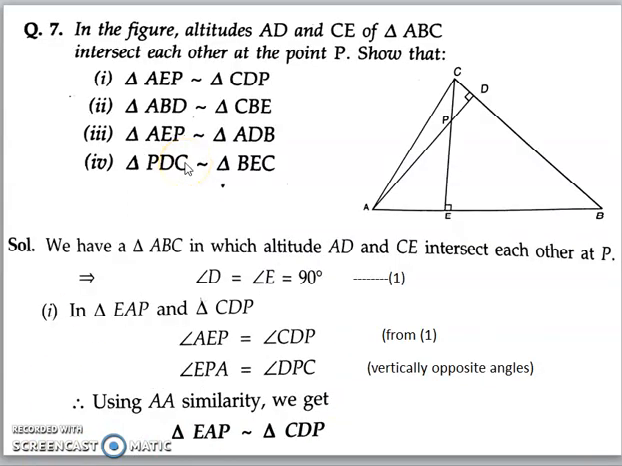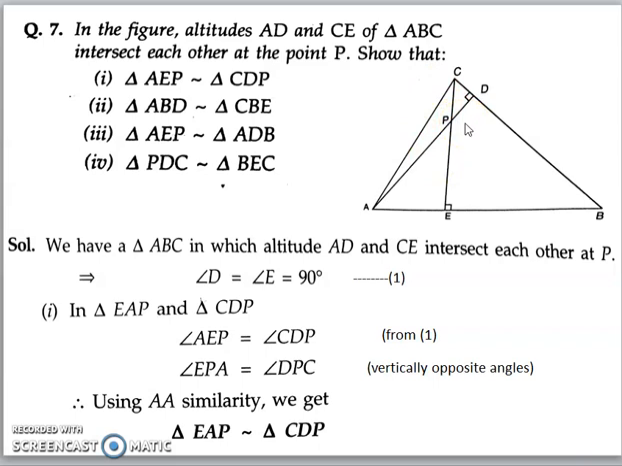Now this question has 4 parts, but all the 4 parts are similar. So in this figure, altitudes AD and CE. Now what is the meaning of altitude? That is, it makes a 90-degree angle. Altitude is a line drawn which is perpendicular to the opposite side. So AD is perpendicular, this angle D will be 90 degrees, and CE is another altitude, so angle E will be 90 degrees. Now they intersect at the point P.